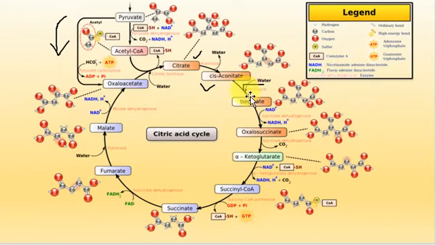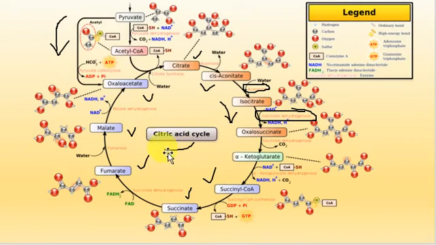There are enzymes here, aconitase. Then isocitrate is converted to alpha ketoglutarate with the isocitrate dehydrogenase enzyme. The enzymes help in conversion. Oxalosuccinate, then alpha ketoglutarate. Alpha ketoglutarate is converted to succinyl coenzyme A, then succinate, then fumarate, malate, and then oxaloacetate. So the cycle goes on like this, the citric acid cycle.